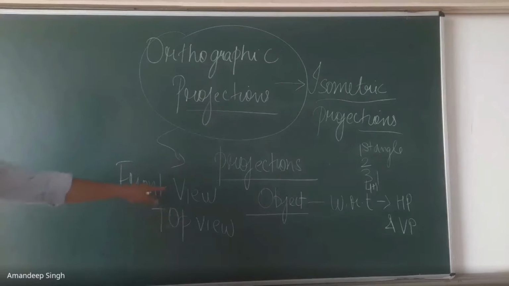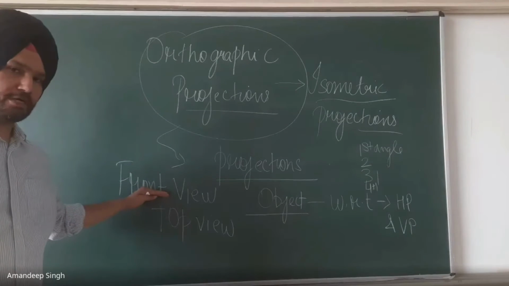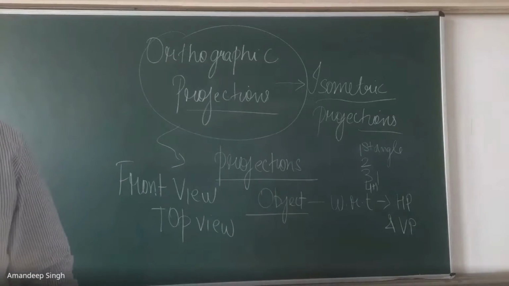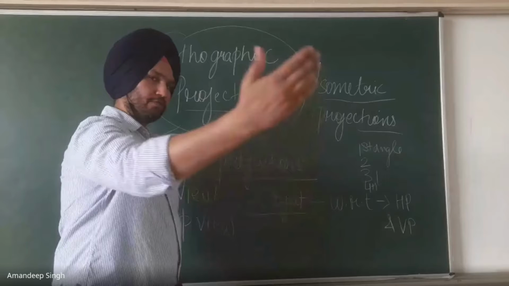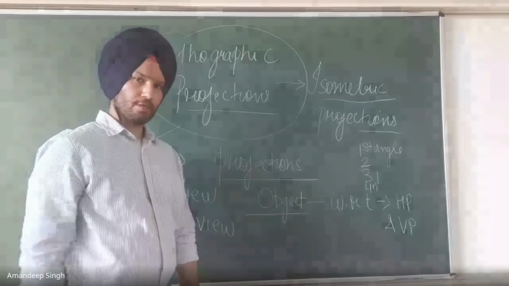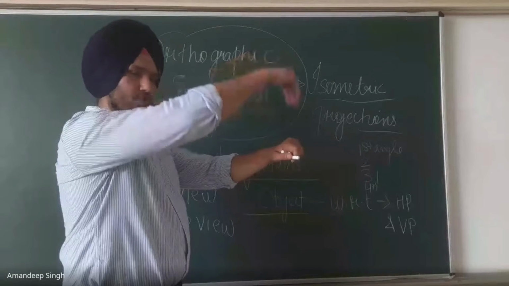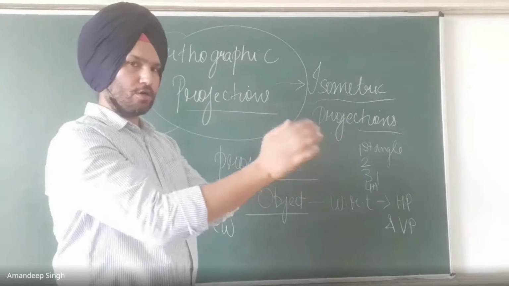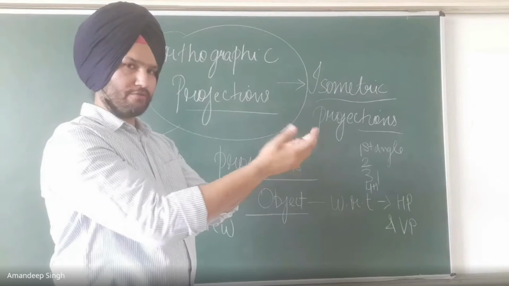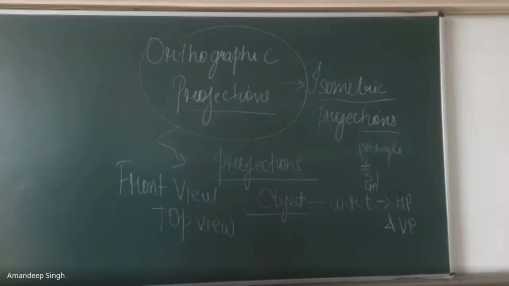Front view and the top view. These two projections are the front view of the object and the top view of the object. I'm watching an object from the front side. It's the front view projection of the object. I'm watching an object from the top side. It's the top face or the top shape. Whatever is the contouring, whatever is the shape, I get a projection on the horizontal plane. So that is the top view projection of the object.